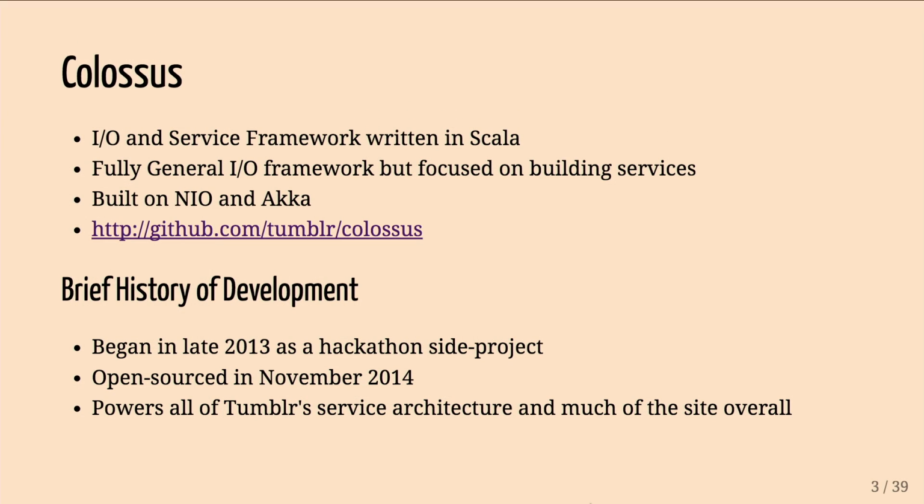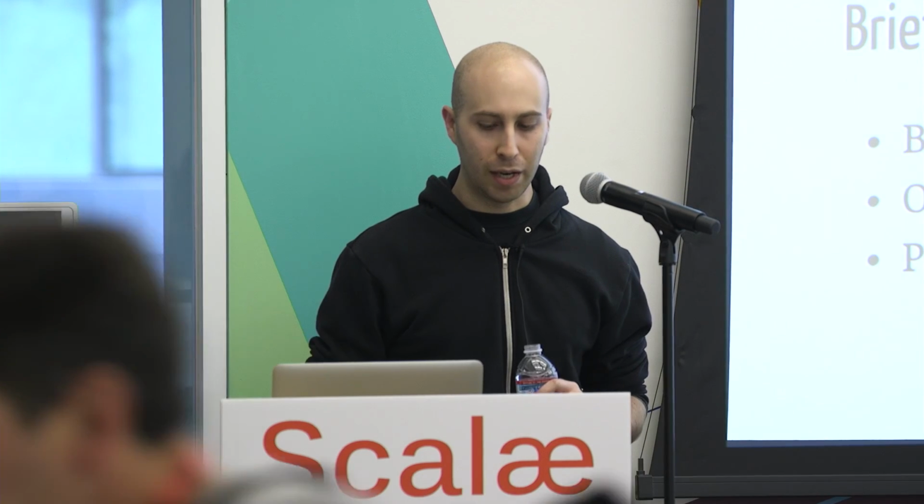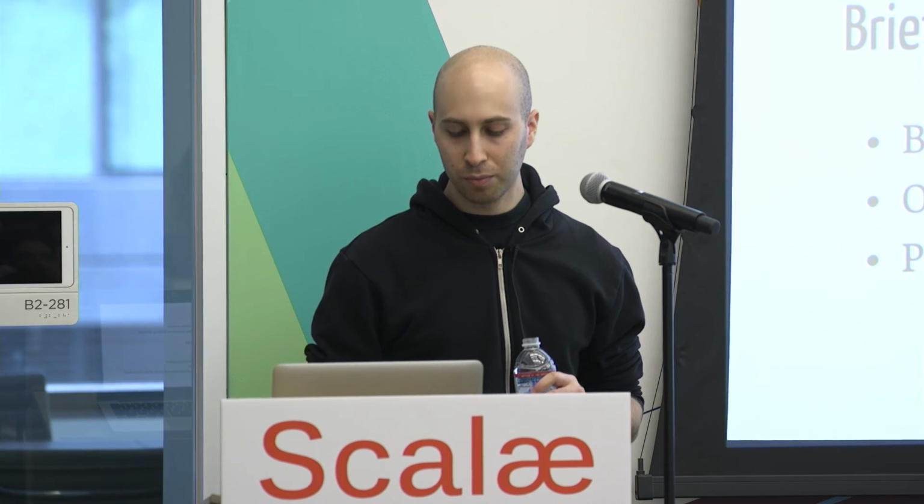So just an overview about what Colossus is. It's an I/O and service framework written in Scala. It's a fully generalized framework at the core, but the focus that we've had the whole time basically is geared on building microservices. And it's built directly on top of Java NIO, but we also use Akka for most of our thread management and concurrency and things like that. And I'll go into a lot more detail about how that works. And of course, it's open source, and here's the URL.